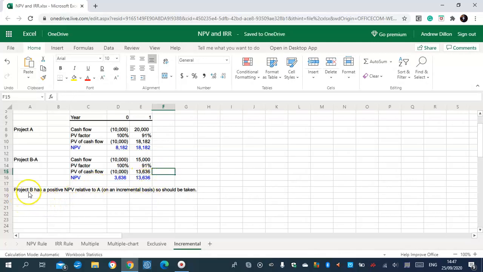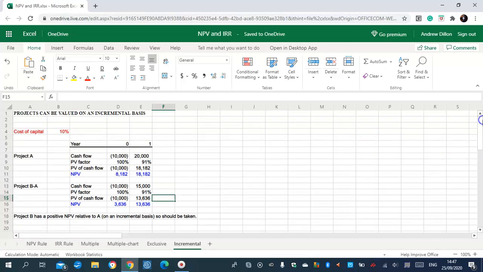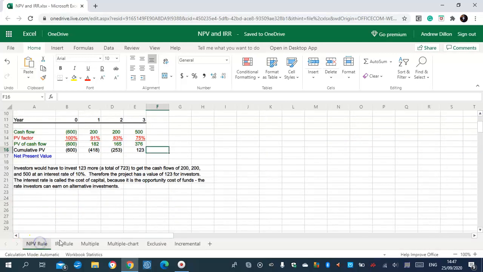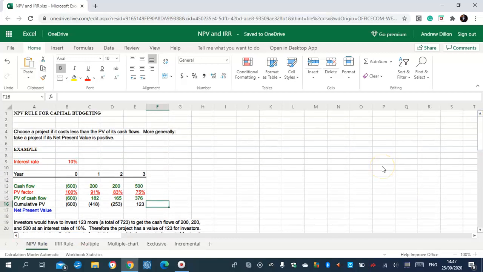Project B has a positive net present value relative to project A on an incremental basis, so that should be taken. So that's it for today. That's all sheets calculated for net present value and internal rate of return. So that's basically how to do it on a spreadsheet.